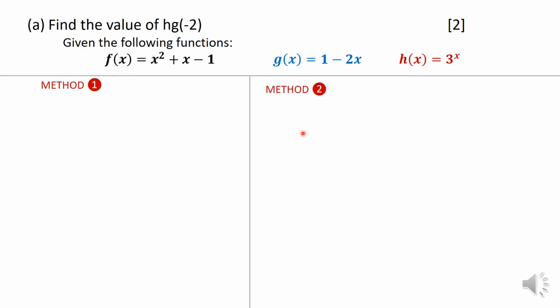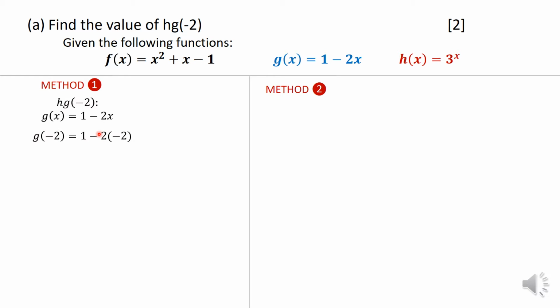Okay, so let's do the very first question, where they want us to find the value of hg of -2. So I have two ways that I'm going to do this. So I brought my functions back here. So basically you're going to start with function g and then you're going to put it into h. That means you're going to put -2 into the function that is behind. You always start with the one behind. So I'm going to put -2 into g.